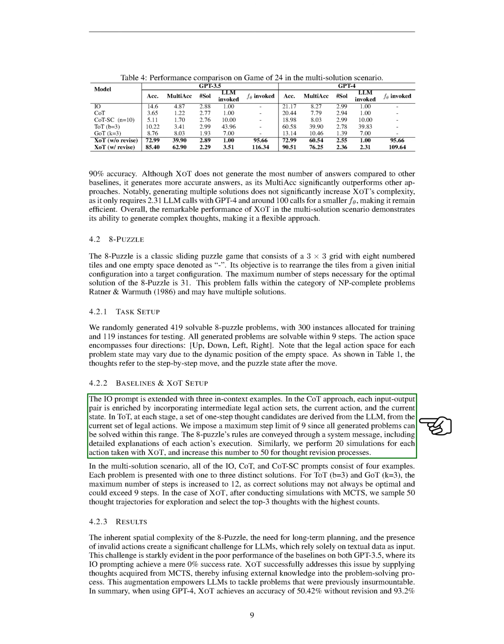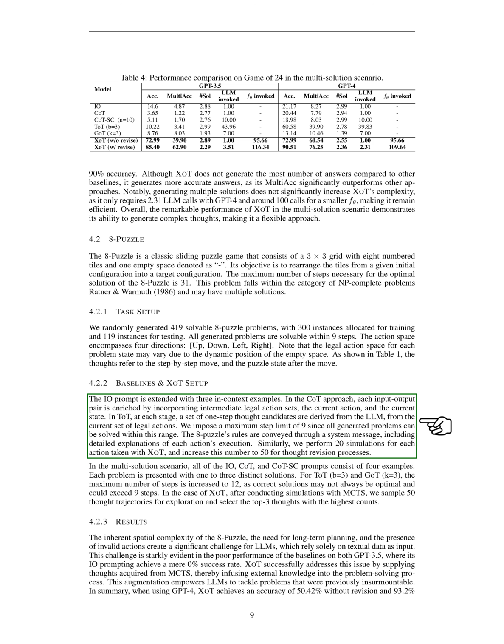The IO prompt is extended with 3 in-context examples. In the CoT approach, each input-output pair is enriched by incorporating intermediate legal action sets, the current action, and the current state. In ToT, at each stage, a set of one-step thought candidates are derived from the LLM, from the current set of legal actions. We impose a maximum step limit of 9 since all generated problems can be solved within this range. The 8 puzzle rules are conveyed through a system message, including detailed explanations of each action's execution.